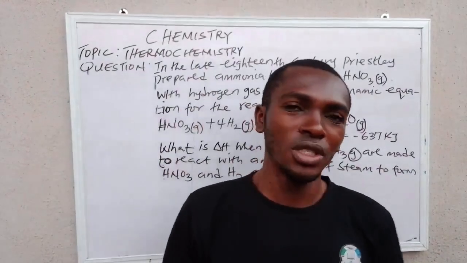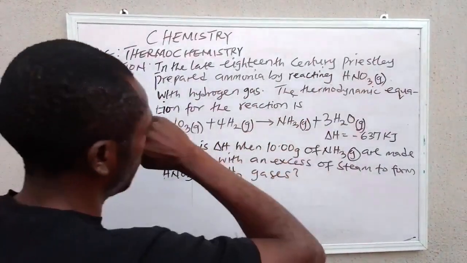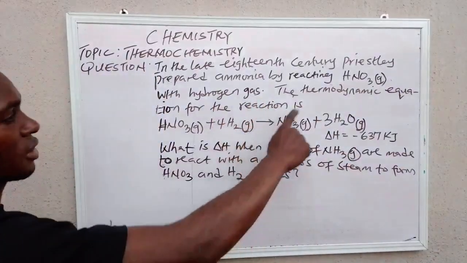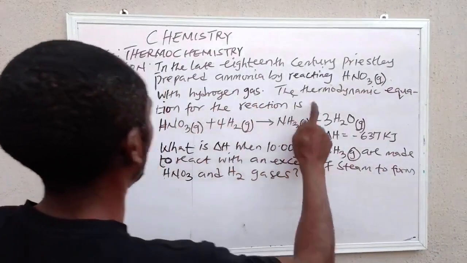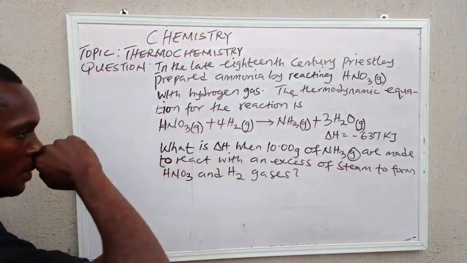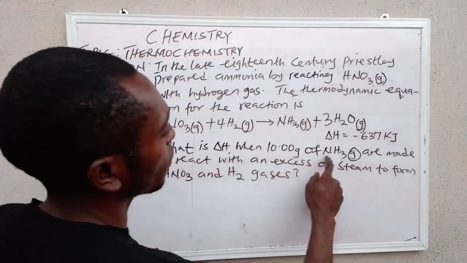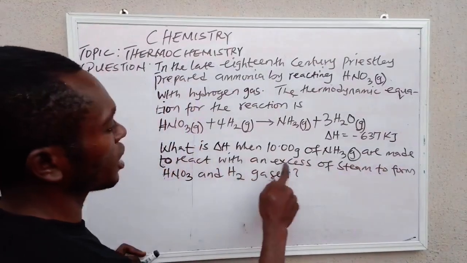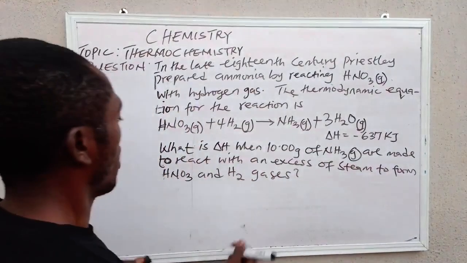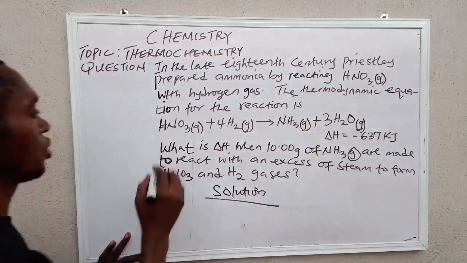Today I have this question still on thermochemistry. The question says, in the late 18th century, Priestley prepared ammonia by reacting nitrogen gas with hydrogen gas. The thermodynamic equation for the reaction is this, and then this is the change in heat that was seen. So what is the change in heat when 10 grams of ammonia are made to react with an excess of steam to form nitric acid and hydrogen gases? Now we'll solve this following the details in the question.